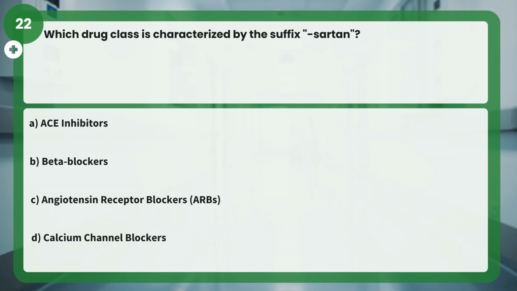Question 22. Which drug class is characterized by the suffix sartan? A. ACE inhibitors. B. Beta blockers. C. Angiotensin receptor blockers, ARBs. D. Calcium channel blockers.